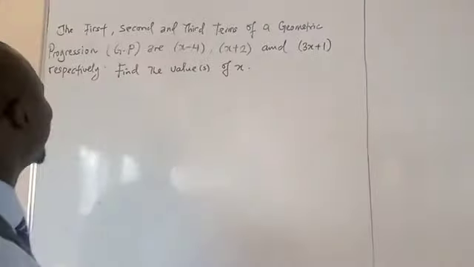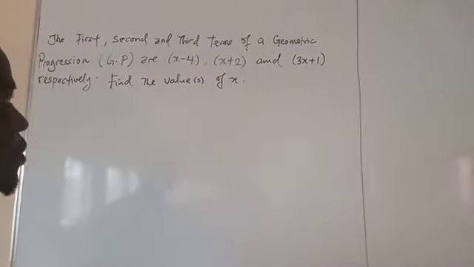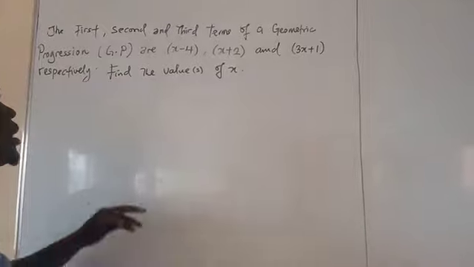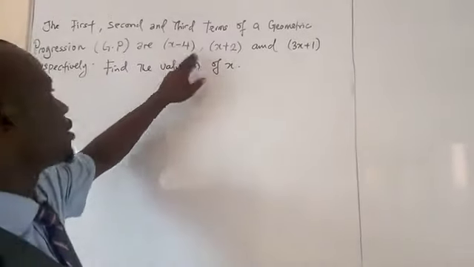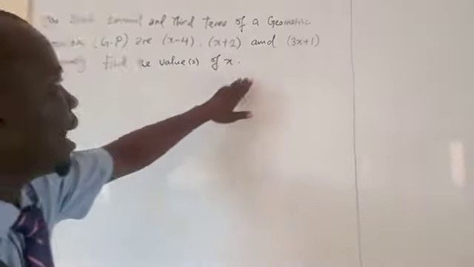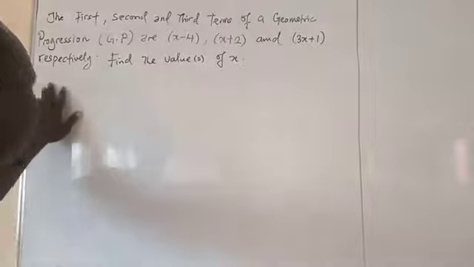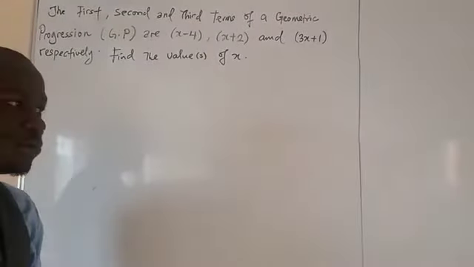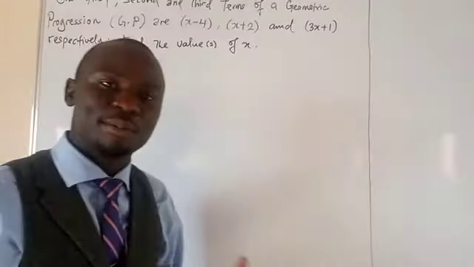We have a question here. The question says the first, second, and third terms of a geometric progression are x minus 4, x plus 2, and 3x plus 1, respectively. We are to find the value or values of x as the case may be.